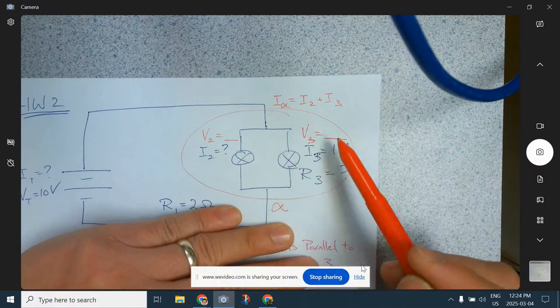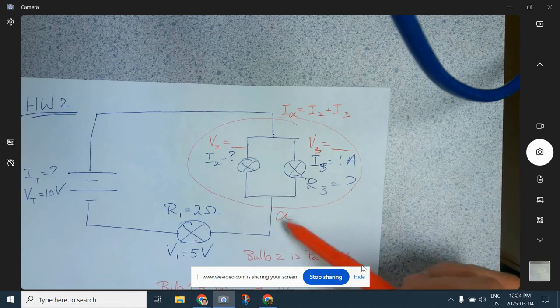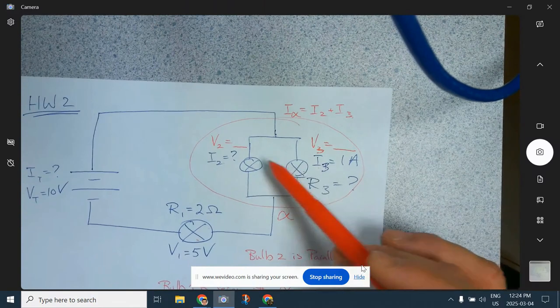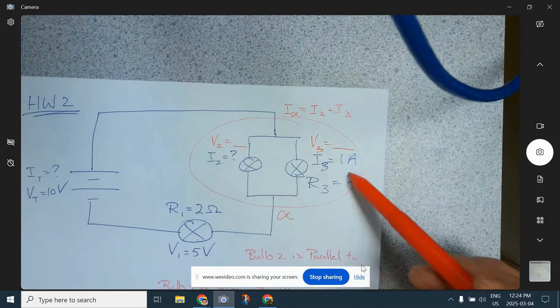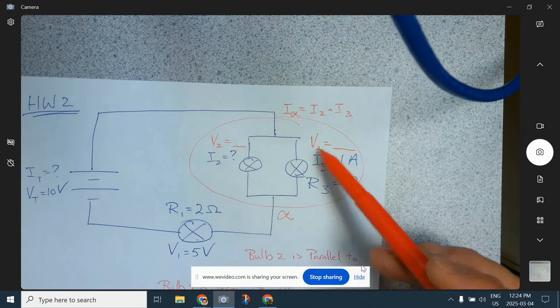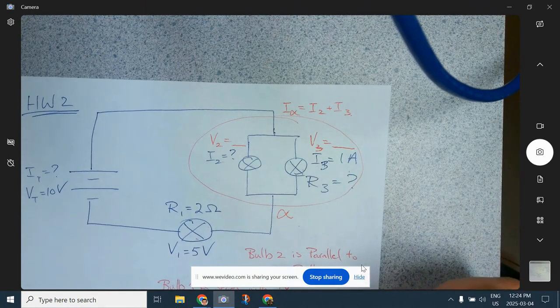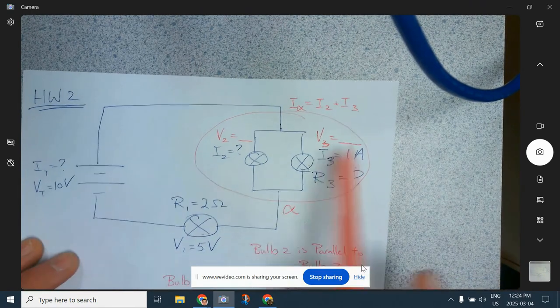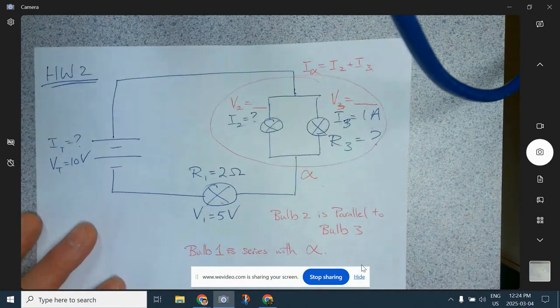So for this smaller circuit called alpha, the total current of this little bit here will be these two currents added together. And in terms of voltage, V2 here will be equal to V3 here, simply because they're parallel to each other. Now, if we look at all this, it can look confusing. But as I said before, let's do the ones that we know. So we can fill in some of the blanks.